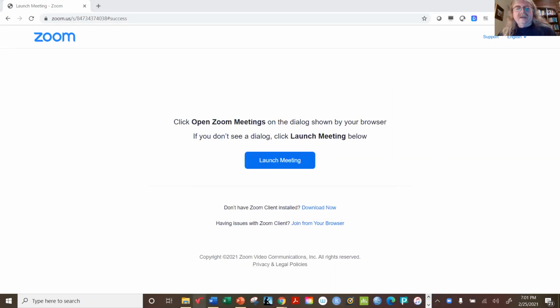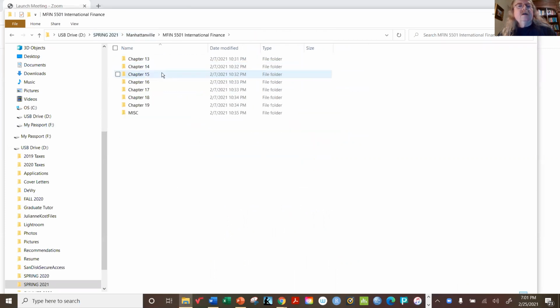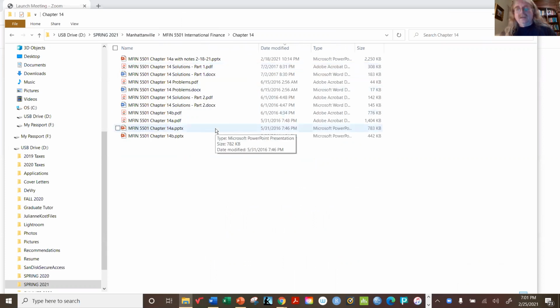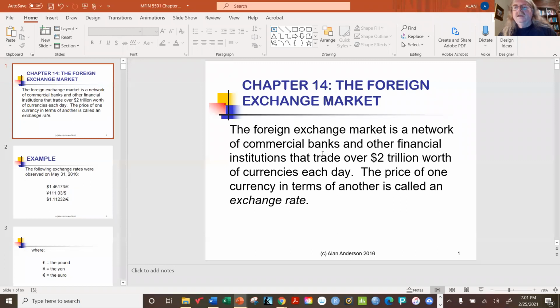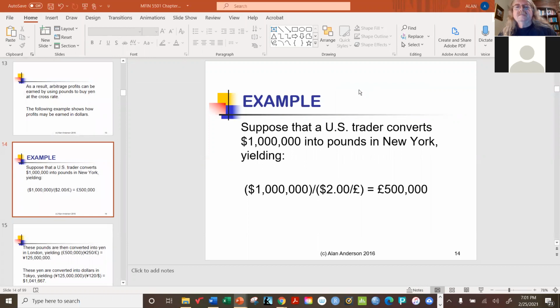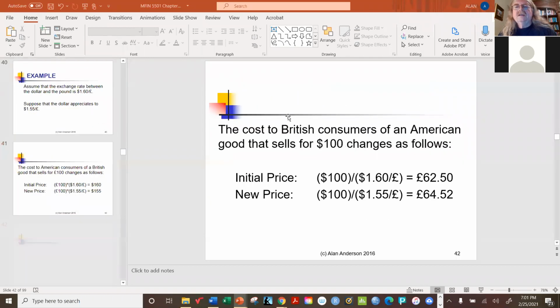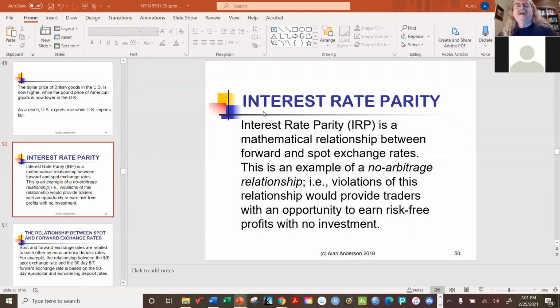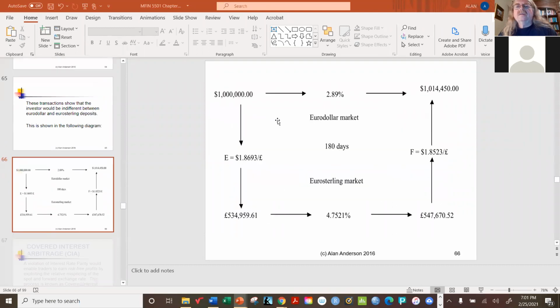Well, let's see, where were we? Chapter 14, I believe. So let's get back there. We're looking at covered interest parity, or actually I should say covered interest arbitrage. So we'd already done triangular arbitrage, and we looked at interest rate parity. This is something we'd started, I don't think we completed it though.